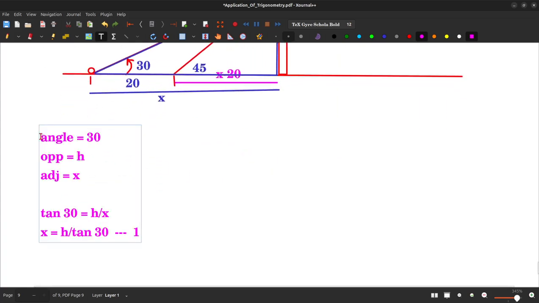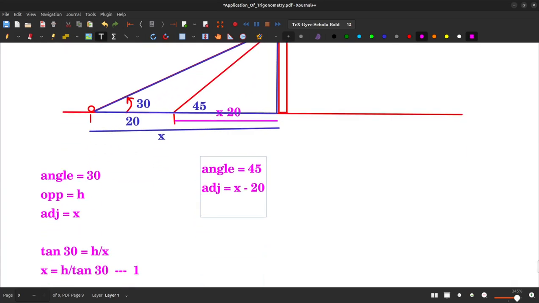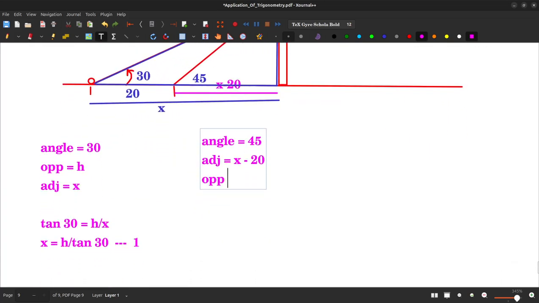Let's put it somewhere there. Now let's work on the other triangle, the smaller triangle. On the smaller triangle, we have an angle of 45 degrees, and we also have an adjacent side, which is x minus 20. We also have a hypotenuse, and the opposite side, which is nothing but our h. Still we are using the tan. So tan 45 is equal to opposite, h, over the adjacent, x minus 20.